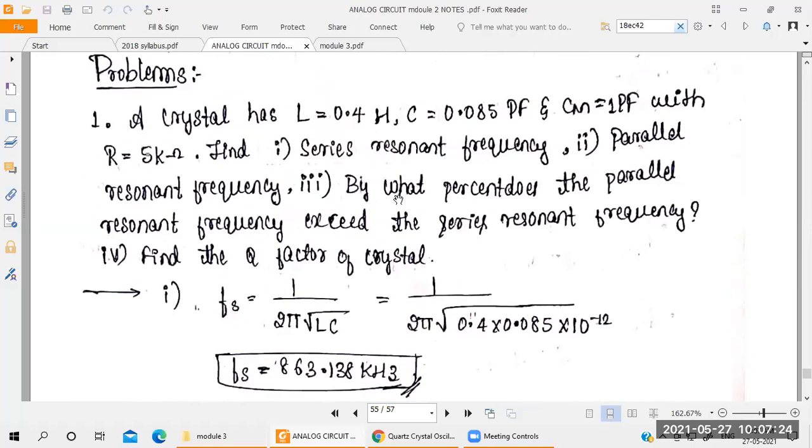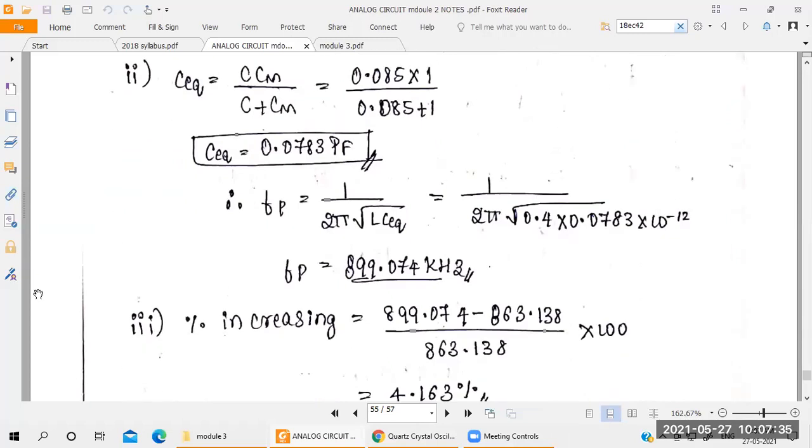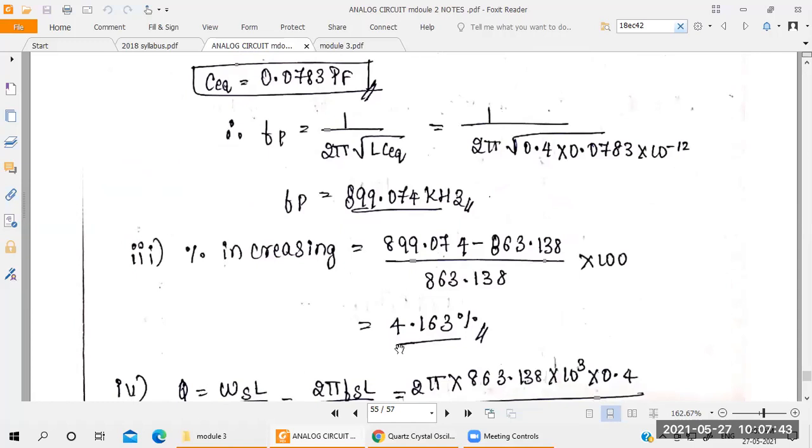Third question. What is third question here? By what percentage the parallel resonant frequency exceeds the series frequency? Just to see how much the parallel resonant frequency is greater. For that, what do you do? Fp minus Fs divided by Fs multiplied by 100. Okay, Fp minus Fs divided by Fs multiplied by 100. So how much you got here?